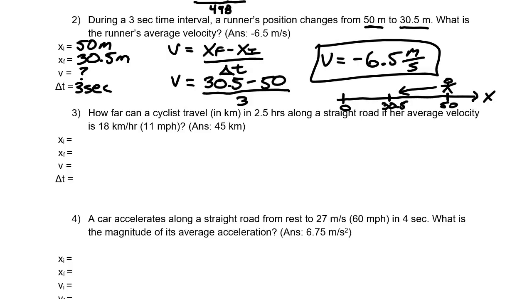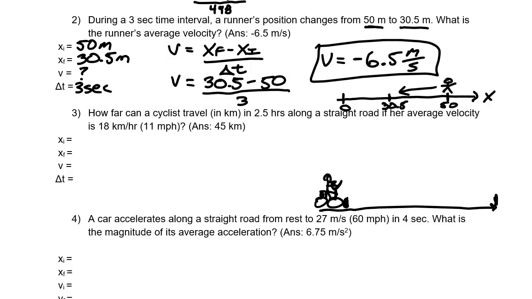Okay, so let's think about this. Once again, let's read this again. How far can a cyclist travel in this much time along a straight road if her average velocity is this? Let's say that the cyclist is starting right here, and we're trying to figure out how far the cyclist could travel in a certain amount of time. If you're starting right here, what would you say the initial position is of this person?